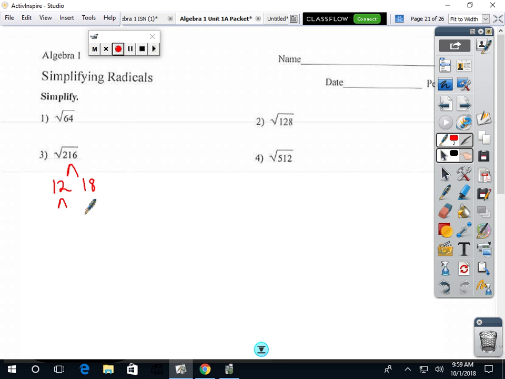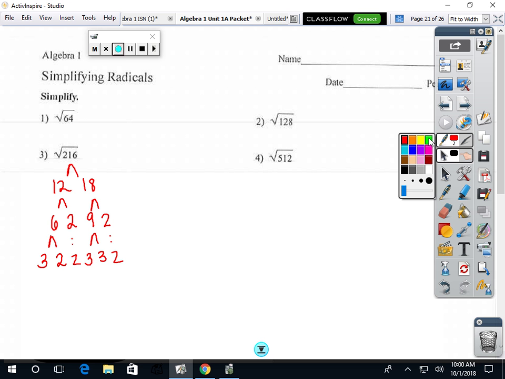And then 12 will break down into, what numbers multiply to give you a 12? Okay. What numbers multiply to give you 18? Okay, what numbers multiply to give you 6? Right? And then this 2 is prime, so it just drops down. What numbers multiply to give you 9? Right? And then this 2 is prime, so it just drops down. Now that every single number on the bottom level is prime, we're ready to circle, kill, and kick out.